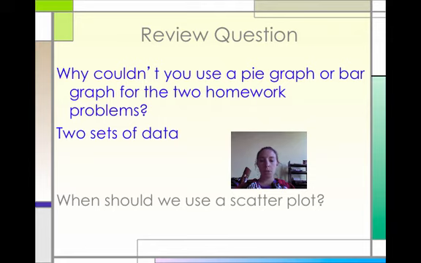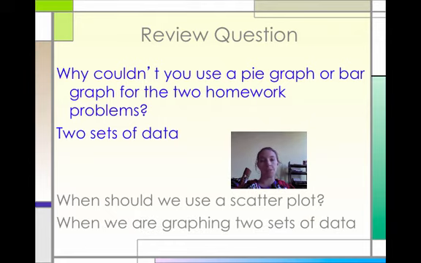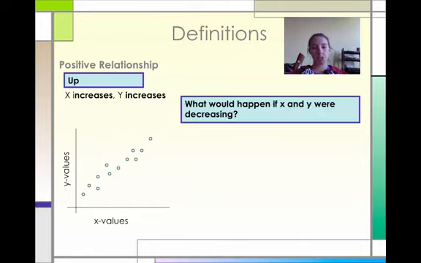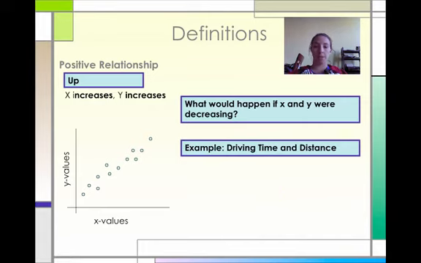Okay, so when should we use a scatter plot? When we're graphing two sets of data. All right, so we're going to be talking about the relationships you see on scatter plots now. The definition: a positive relationship, when you have a positive relationship on a scatter plot, it looks like the dots are kind of going up. In general, there's not always going to be a perfect line, but as the x increases, the y increases. And it goes the other way too. If the x decreases, the y decreases.